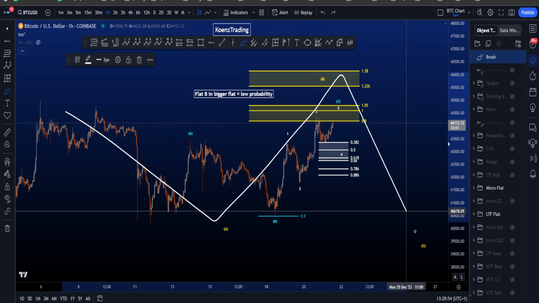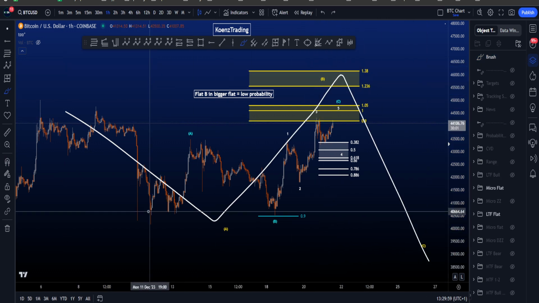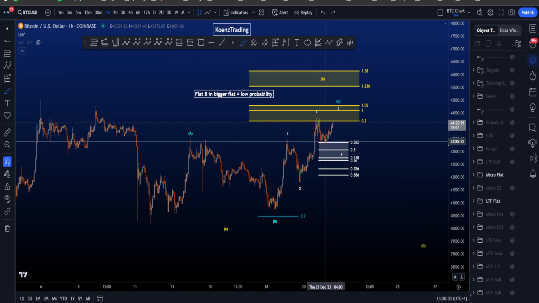So in a bigger ABC flat, you actually don't want to see a flat inside wave B, which then is an ABC like this, 1, 2, 3, 4, 5, right? So that would really lower the probabilities of a bigger flat scenario.